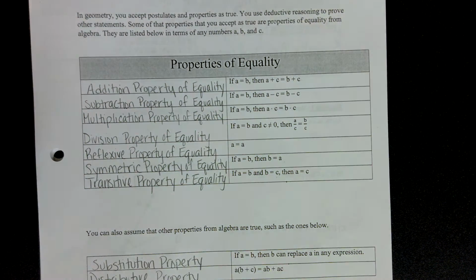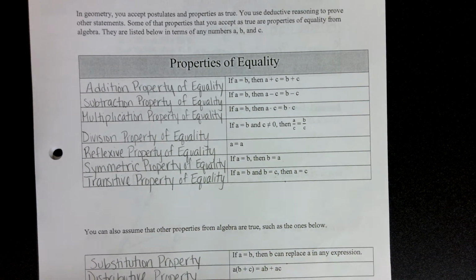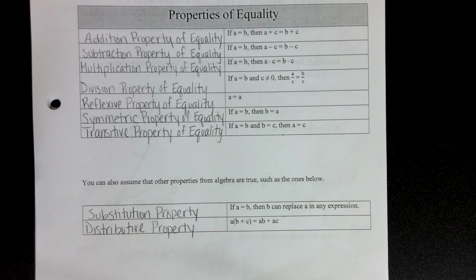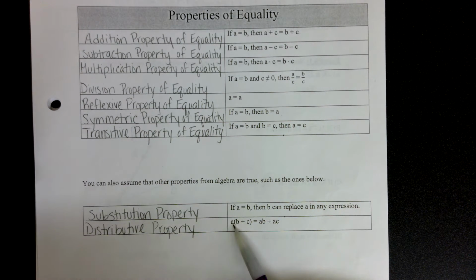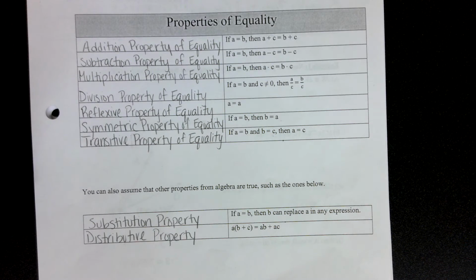And we're going to start using these. As we use them, you'll become more familiar with them. But for right now, just copy them down. Then below it says you can also assume that other properties from algebra are true, such as the ones below, which you should remember. The substitution property. If A equals B, then B can replace A in any expression. And then the distributive property, A times B plus C equals AB plus AC. You would distribute that over the distributive property.